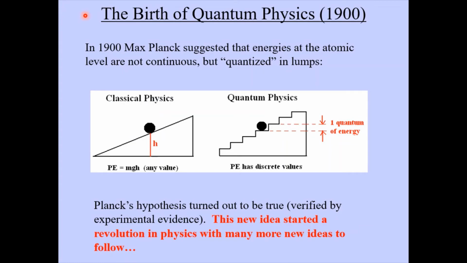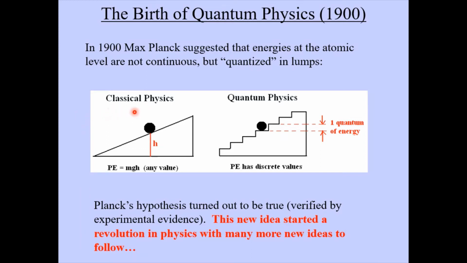Trying to explain the spectral lines seen in gases led to the birth of a new branch of physics called quantum physics, right around the year 1900. In this year, a physicist named Max Planck suggested that energies at the atomic level are not continuous but quantized in lumps. So this is where the word quantum comes from in quantum physics. To understand what this all means, let's look at an analogy.